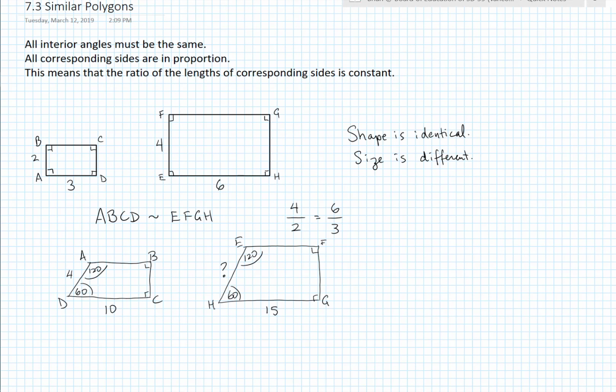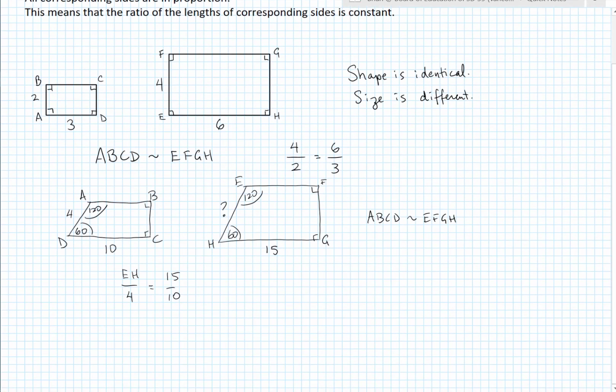Now, if we're told that A, B, C, D is similar to E, F, G, H, we can use that information to determine the length of EH. So we're looking for EH, and the ratio of EH to its corresponding side, 4, has to be the same as the ratio of 15 to 10. When you're setting up these ratios, make sure that if the numerator on the left contains a side from the larger polygon, the numerator on the right must also contain a side from the larger polygon. So to solve this ratio for EH, we can multiply both sides by 4.